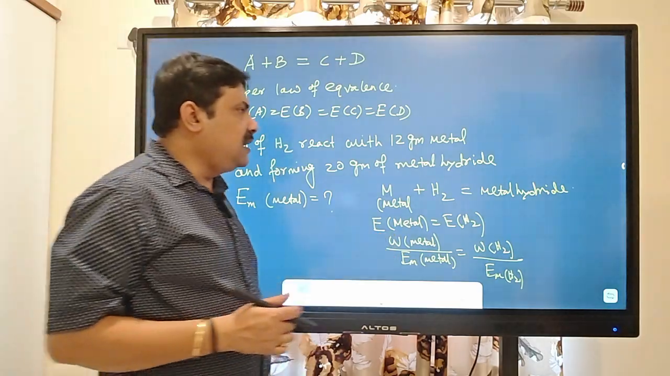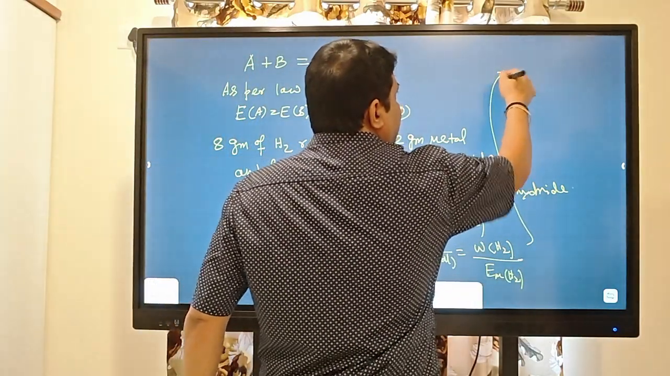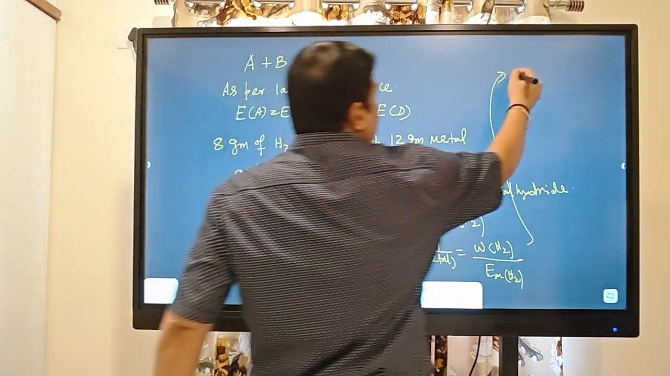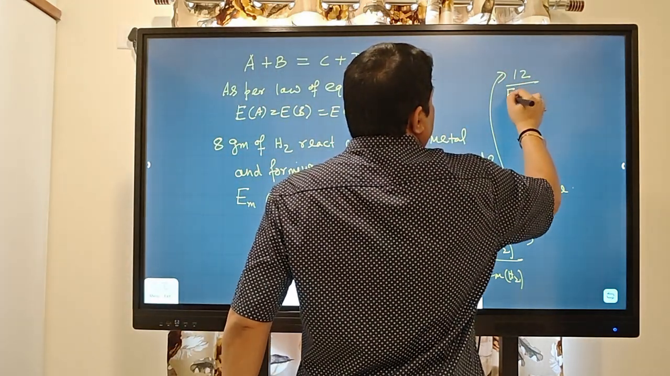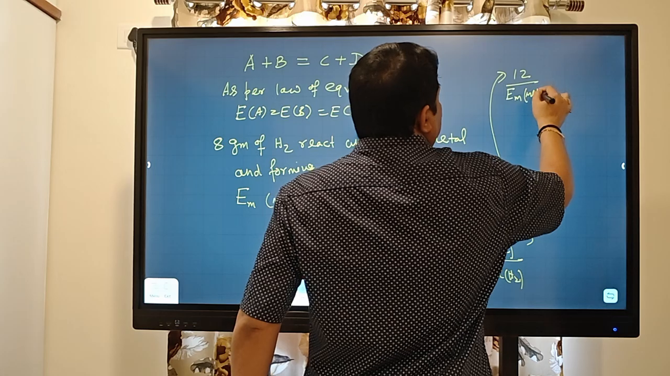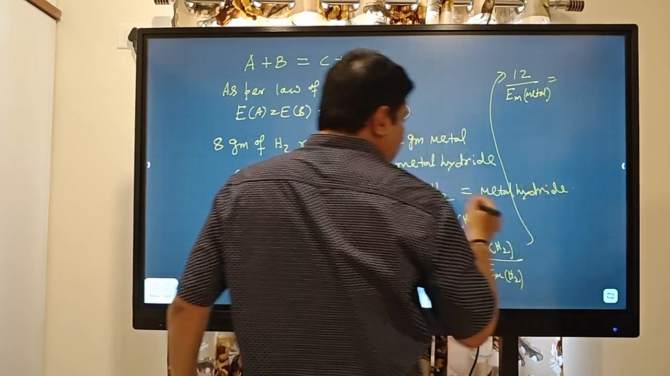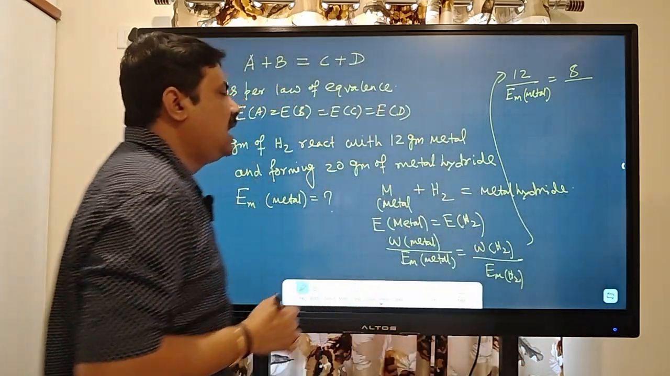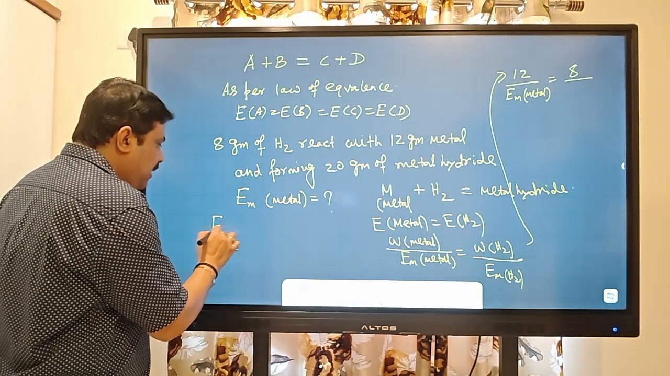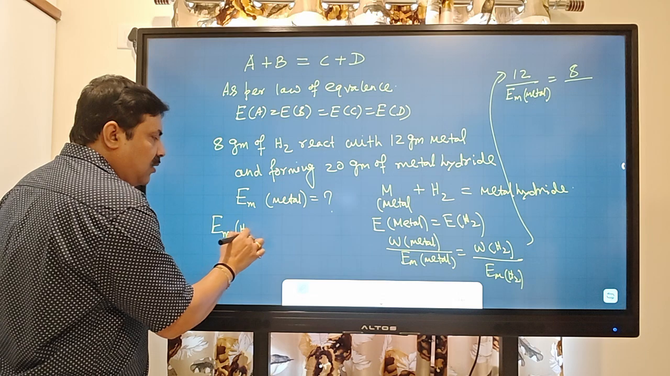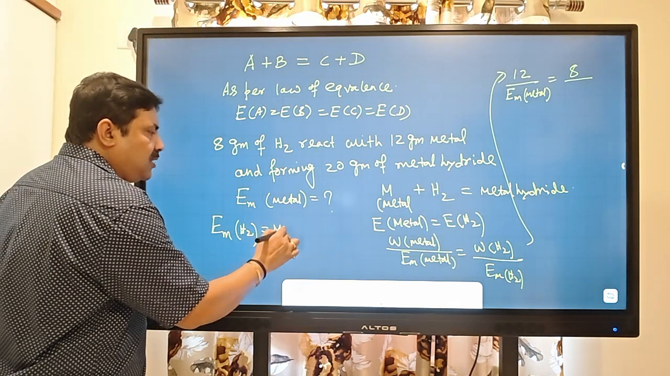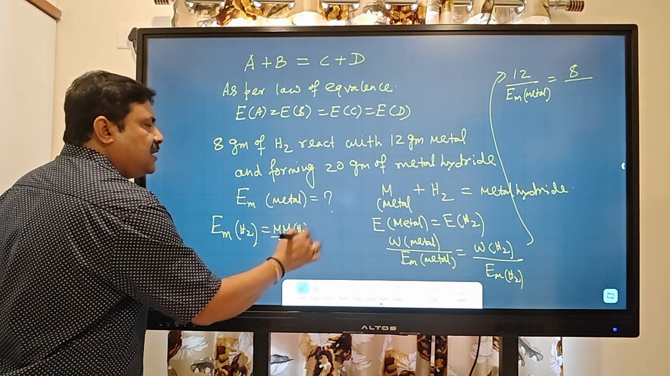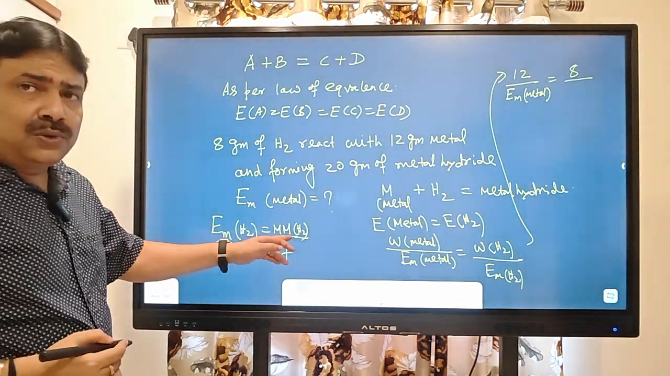So from these equations, the weight of metal is 12, divided by the equivalent mass of metal, equals the weight of hydrogen, which is 8, divided by the equivalent mass of hydrogen. When we find the equivalent mass of hydrogen, look at how I am calculating. Equivalent mass equals molar mass divided by n factor. Molar mass of what? Hydrogen. Hydrogen means H2, two hydrogen atoms.